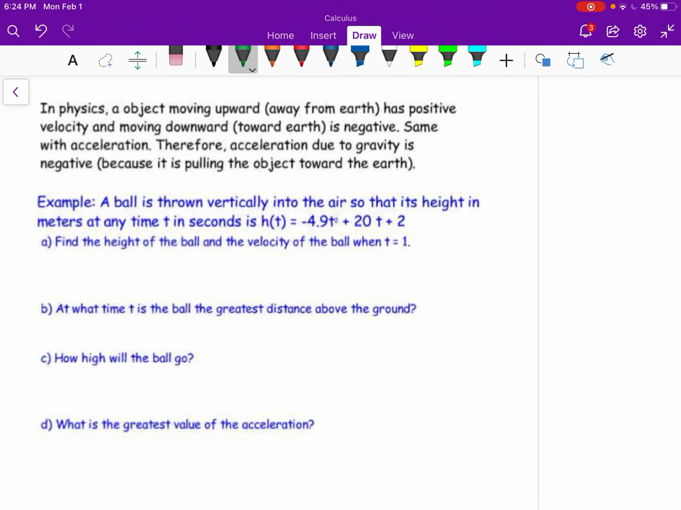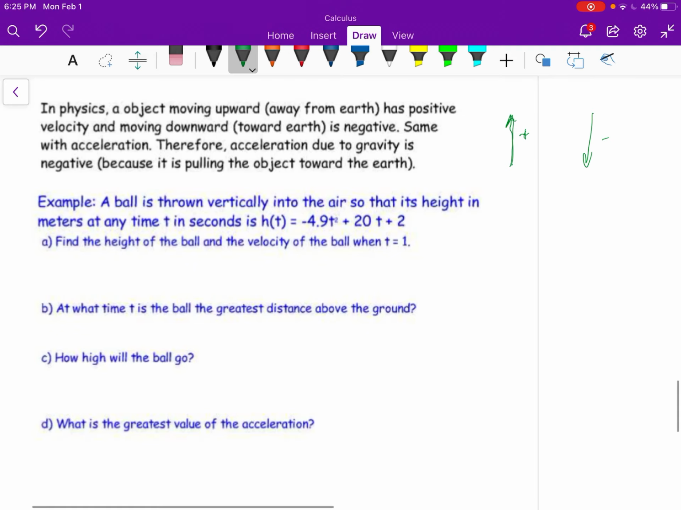So moving up is a positive velocity, and this velocity is a vector quantity, so direction matters. The fact that it's moving up is positive and down is negative. So a ball is thrown vertically into the air. Its height in meters at any time t is given by this height equation, negative 4.9 t squared plus 20t plus 2. Find the height of the ball and the velocity of the ball when t equals 1.